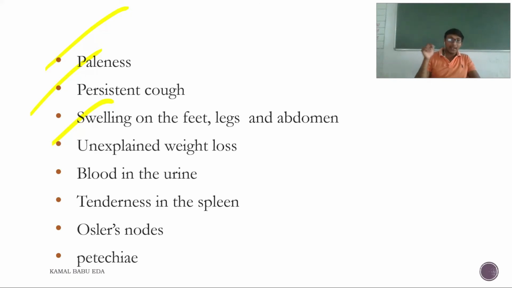and there will be unexplained weight loss, and you can also observe hematuria, nothing but blood in the urine. You can observe tenderness in the spleen, and you can also see the Osler's nodes and the petechiae.